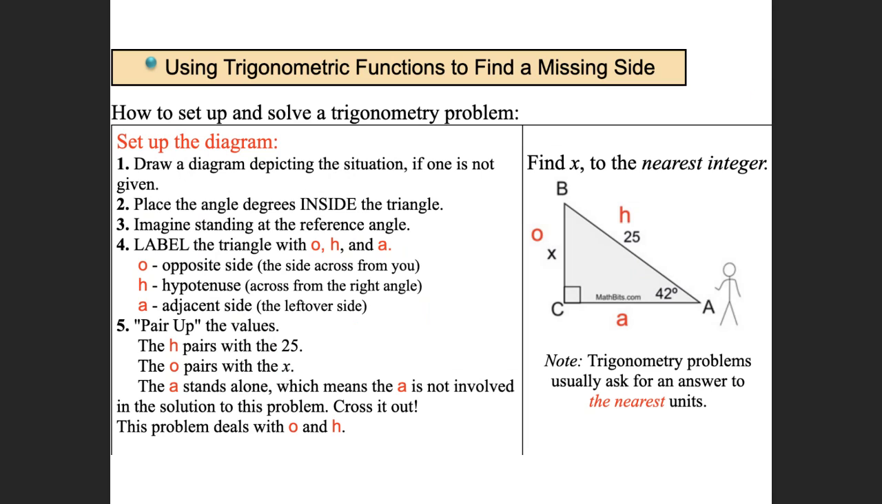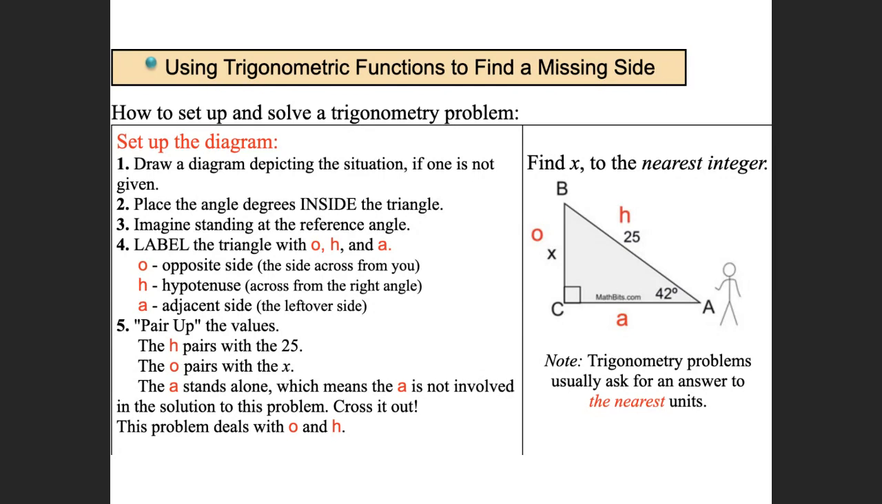So for example, if I'm given this problem, it says using trigonometric functions to find a missing side. So what we want to do is set up a diagram. And for example, in this problem here, we have x, a, and 25. You have to know at least two of the angle or the side measures to find the other, or I guess you don't. We could find both of these side measures if we want to.